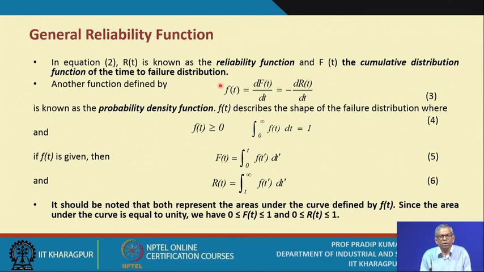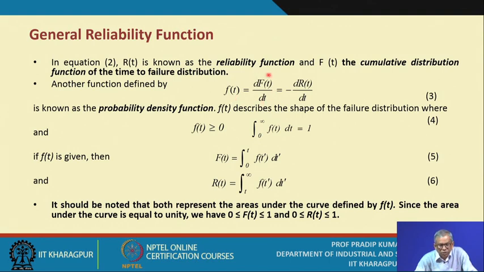Now obviously for a continuous random variable you have the probability density function, and for a discrete random variable you have the probability mass function. So for both cases, what you need to do is consider the cumulative distribution function of the time to failure distribution. That means the time to failure density function you must first know. So this is basically the density function f(t). It's a continuous random variable.